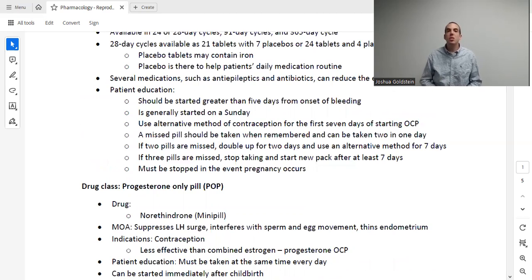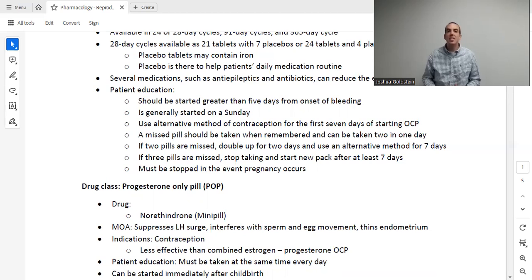The 28-day cycle, which is the most common, is the one we'll discuss a little bit further. It comes as 21 tablets of active medication, and then it has 7 tablets of either a placebo or iron. In either case, it is meant just to keep the patient on the same schedule of taking a pill every single morning, even when they're experiencing their withdrawal bleeding, which we call a period.